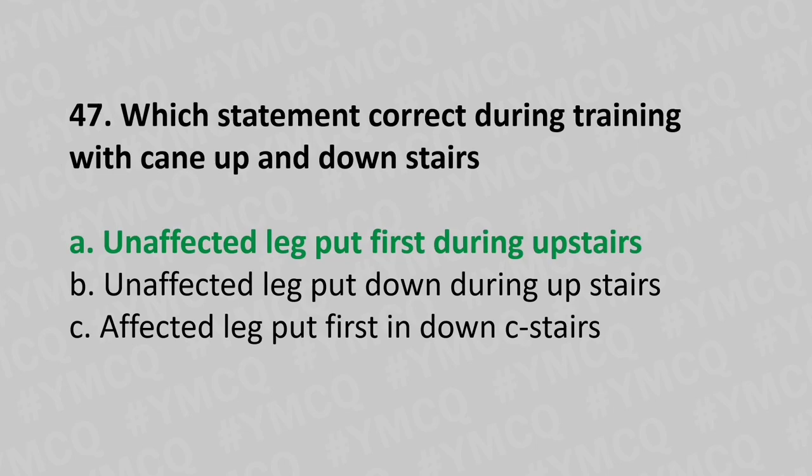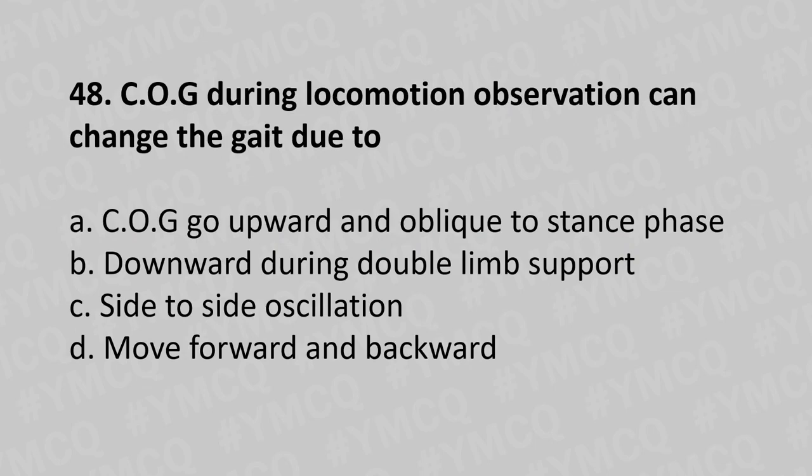COG or center of gravity during locomotion observation can change the gait due to option A, COG goes upward and oblique in the stance phase. Option B, downward during the double limb support. Option C, side to side oscillation. Option D, move forward and backward. And the answer is option D, move forward and backward. Moving to our 49th question.